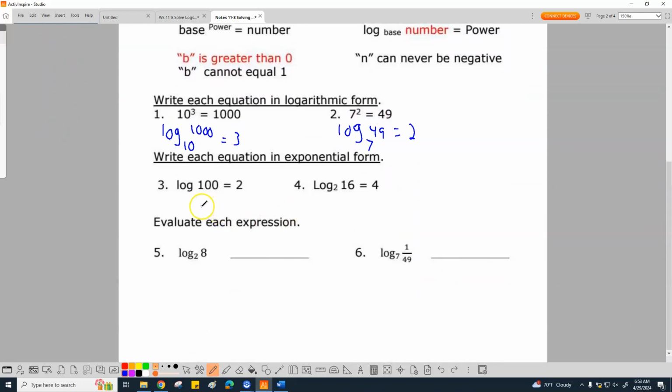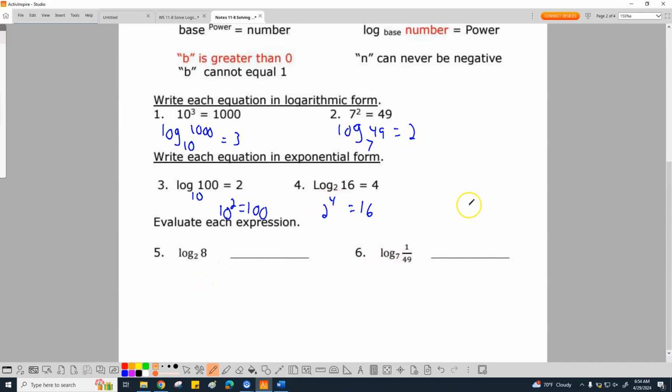I'm going to go ahead and do 3 and 4 as well so you can see how this works. When there's no base, remember that number is 10. So I can rewrite this as 10 squared is equal to 100. Hopefully you can see that. And then on number 4, I'm going to do the same thing, going backwards now. My base is 2, my exponent is 4, and then I'm going to equal it to 16, which works out to be true. 2 to the 4th is 16.